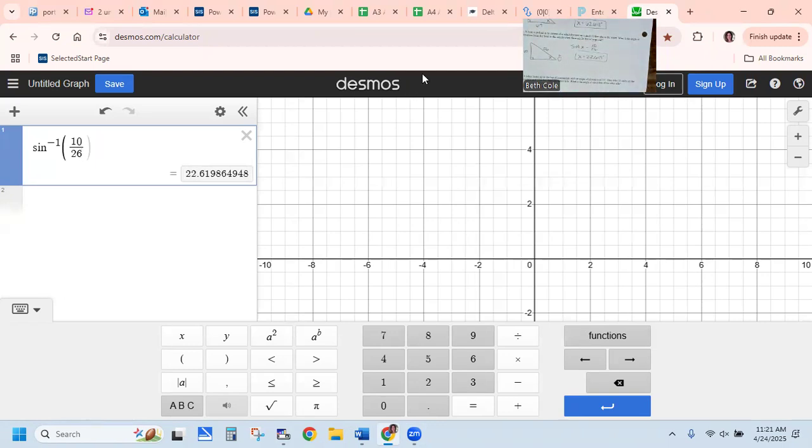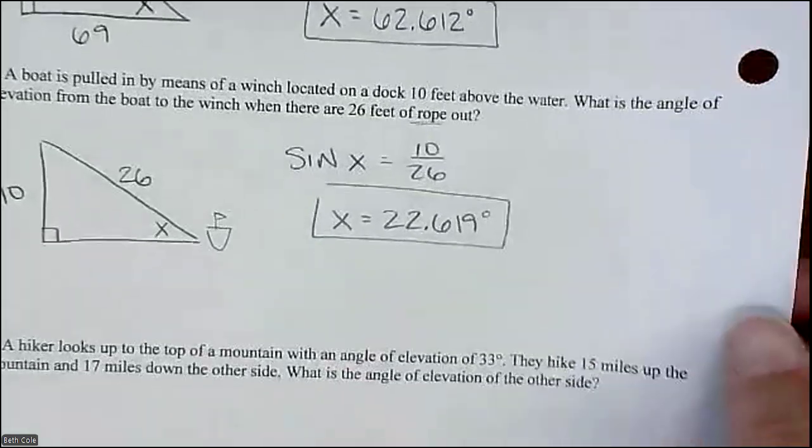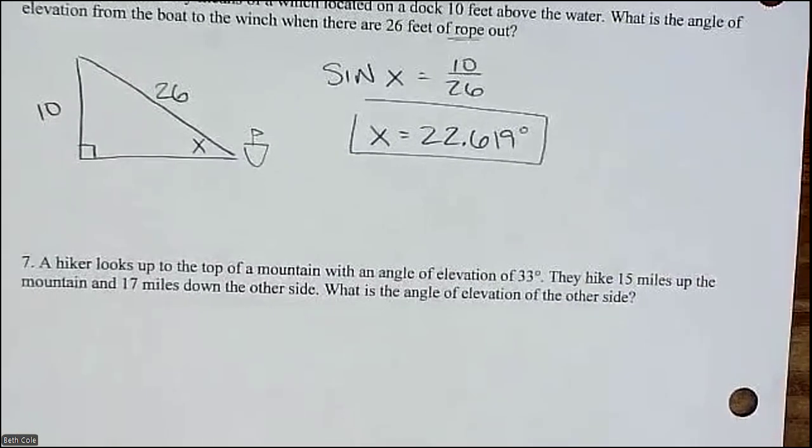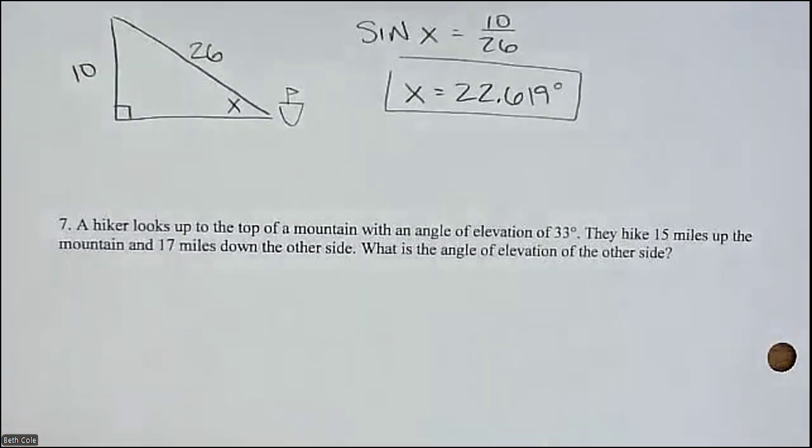Do a little extra into this last one to make it a bit more interesting. Or wait, question? Are we okay? So I'm going to read the whole thing before we start drawing. A hiker looks up to the top of a mountain. Angle of elevation is 33 degrees. You with me here? You get up to the top. This person hikes 15 miles up and then 17 down the other side. So they go up and then they go back down.